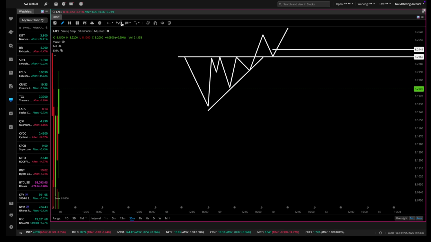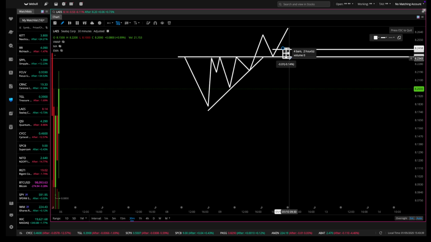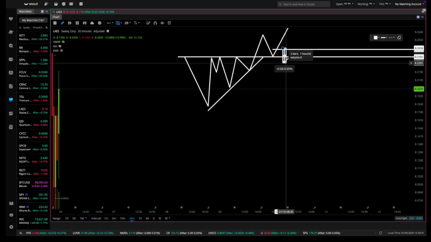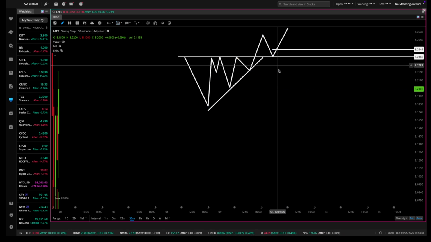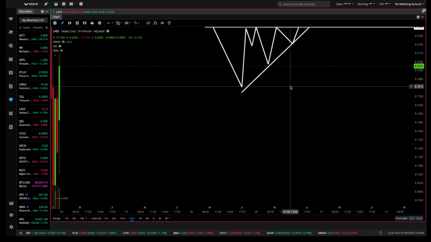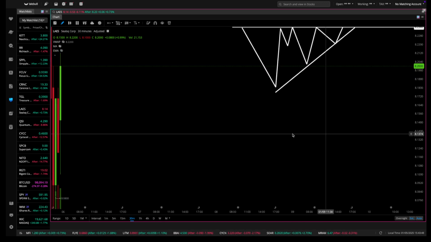Your stop loss will be right under the break. So here, and your stop loss will be under this support. So that's how you would enter something like that. For example, another entry could be, let me show you.